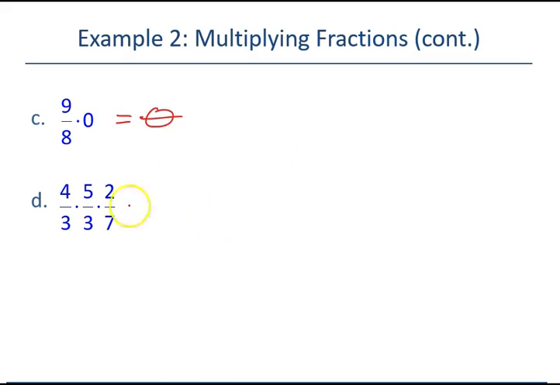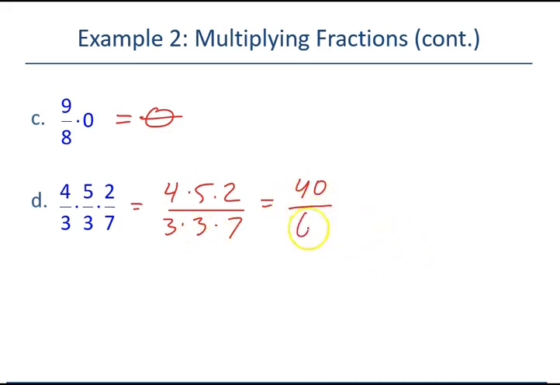Okay, and continuing on, let's look at this one right here. We have 4/3 times 5/3 times 2/7. Well, that's the same thing as saying 4 times 5 times 2, and then 3 times 3 times 7. 4 times 5 is 20, times 2 is 40. 3 times 3 is 9, 9 times 7 is 63. And that's how we do multiplying of fractions.